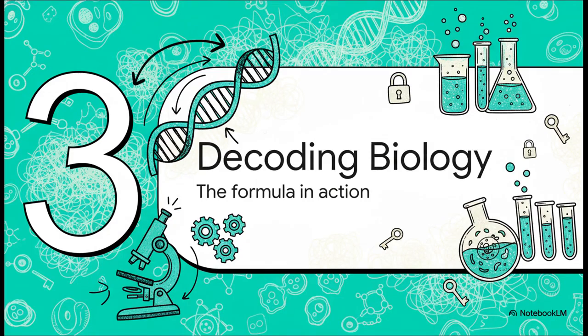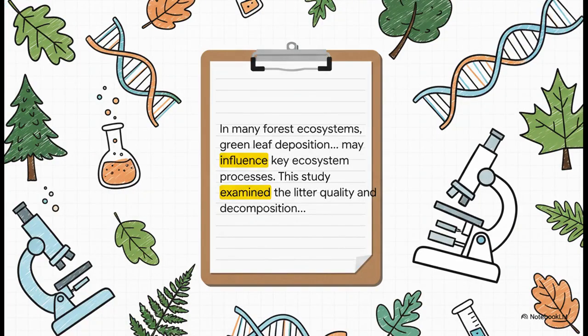All right, enough theory. Let's put our new decoder key to the test, shall we? We're going to grab a real abstract from a biology journal and see if we can spot that 5-part pattern. Here it is, out in the wild. At first glance, it just looks like a paragraph. But because we're armed with our new formula, we can start to see that hidden structure. Let's break this thing down, sentence by sentence.